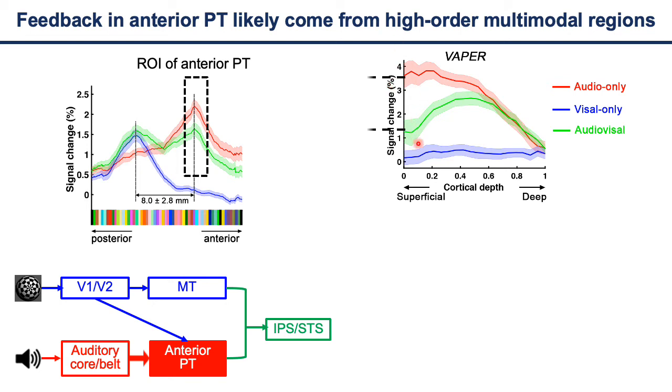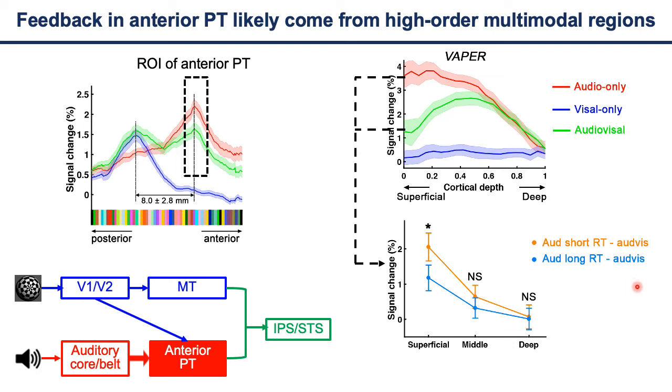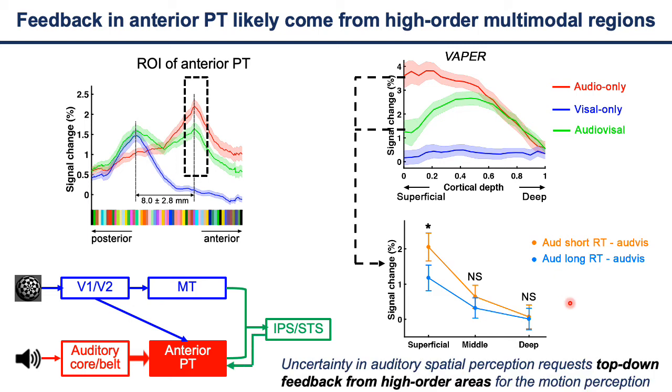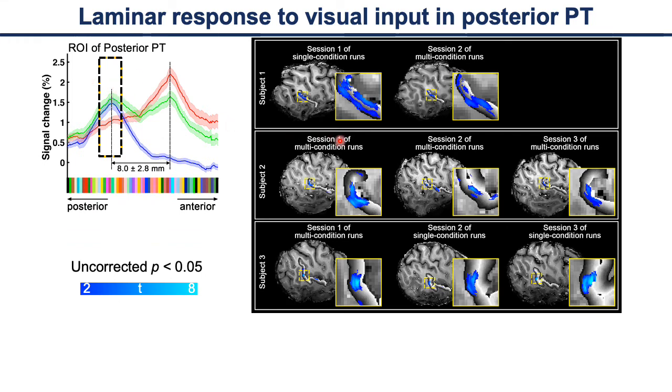And this difference depends on the task performance, like response time. Audio has a much poorer spatial resolution than visual and is very noisy during scanning. This high uncertainty in bottom-up inputs requires top-down feedback from higher-order areas to help the subject detect the auditory motion direction. Given no response to visual inputs in this area, the feedback signals are unlikely to come from visual cortex.